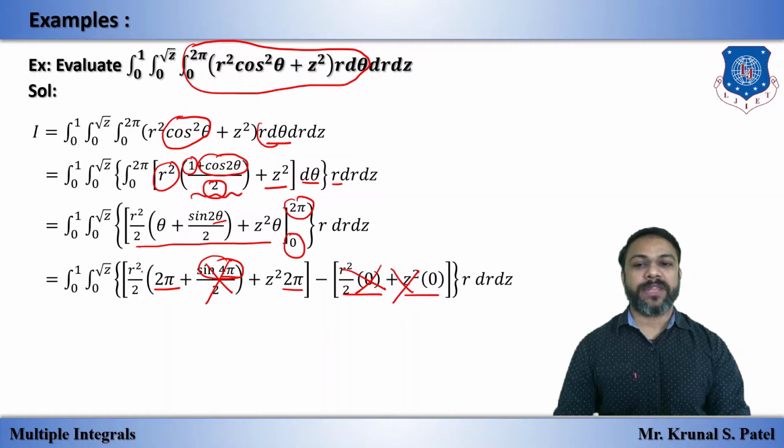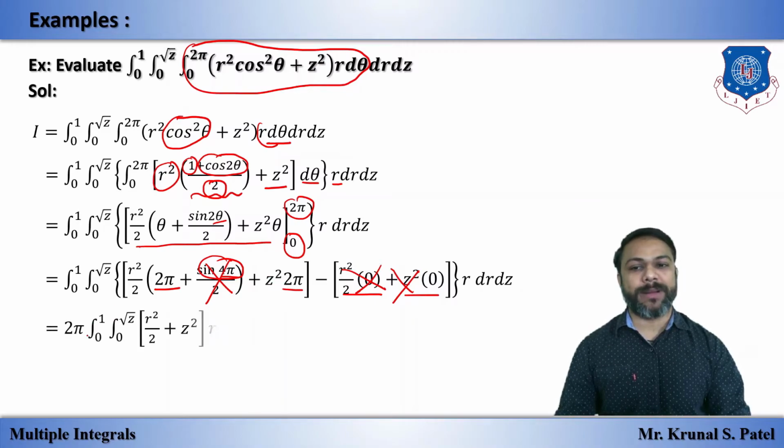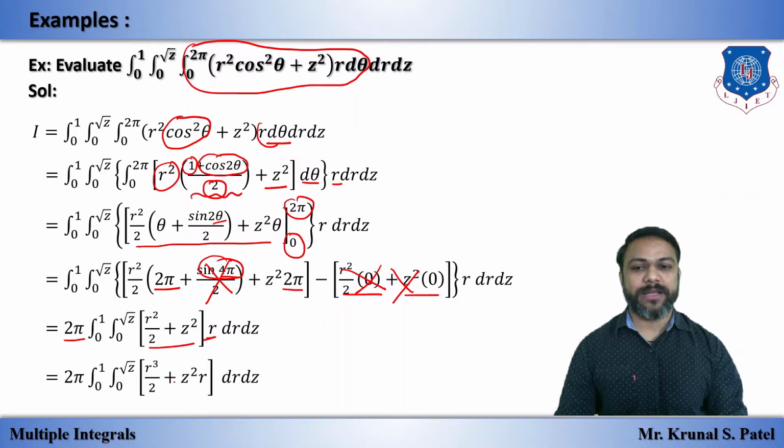So now we have r square by 2, 2 pi into this plus z square 2 pi. So we can take 2 pi outside, remaining r square by 2 plus z square. Now we can multiply this r with this bracket. So we have r cube by 2 plus z square into r.